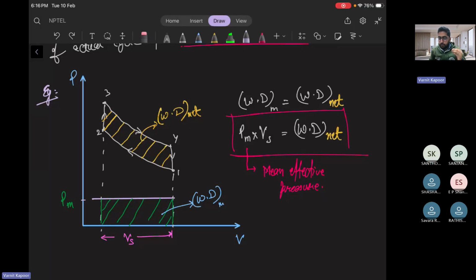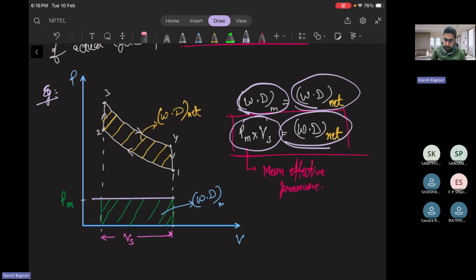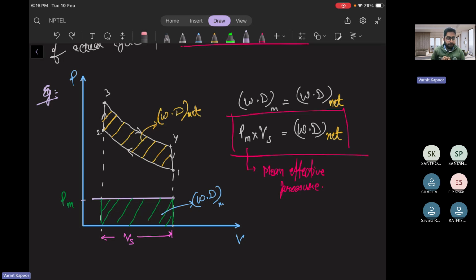So the work done by the mean effective pressure and the work done by the net Otto cycle, or the actual cycle, are equal. So mean effective pressure times the change in volume, that is your swept volume, where the pressure is an imaginary constant mean effective pressure, is equal to the net work done by the actual cycle. So if the mean effective pressure is higher for the same swept volume, that means more work done we are able to achieve, so more power from the engine.